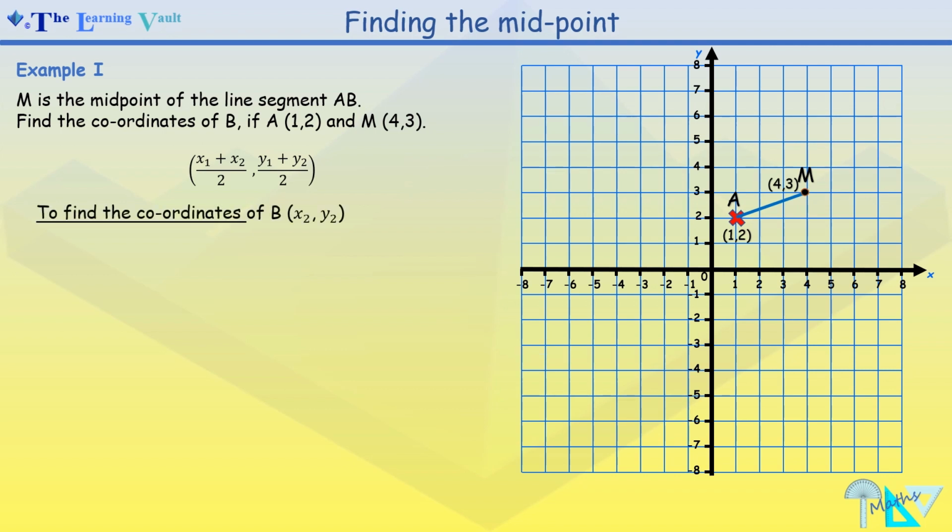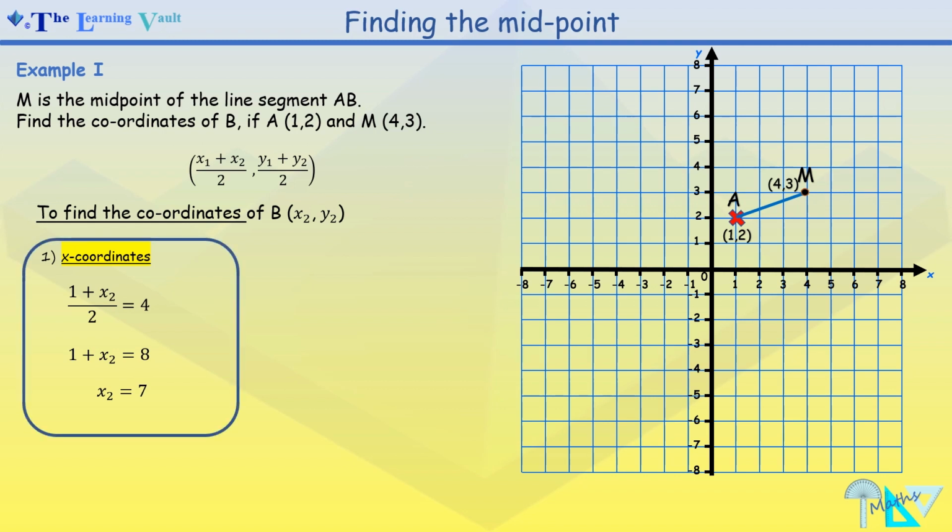To find the coordinates of B, according to the formula, (1 plus x2) over 2 equals 4. Therefore, we now have 1 plus x2 equals 8. Now to find x2, our answer is 7. Now let's get on to the y-coordinate.